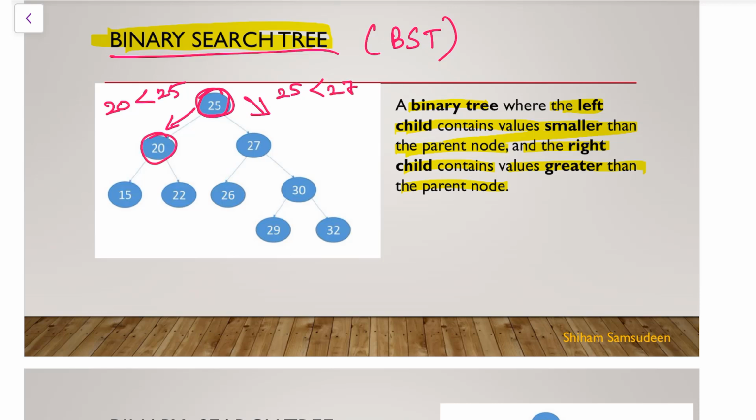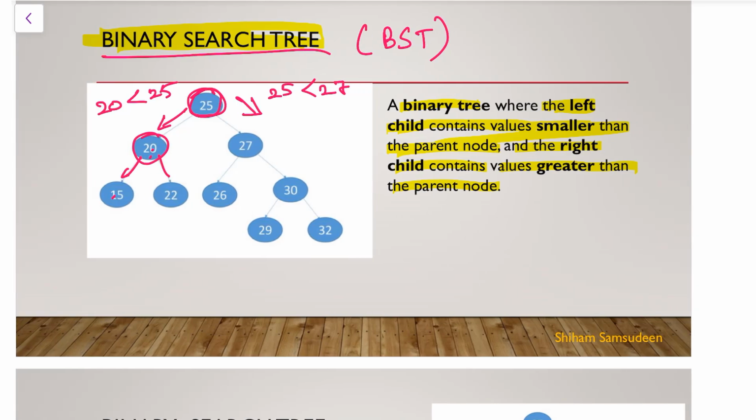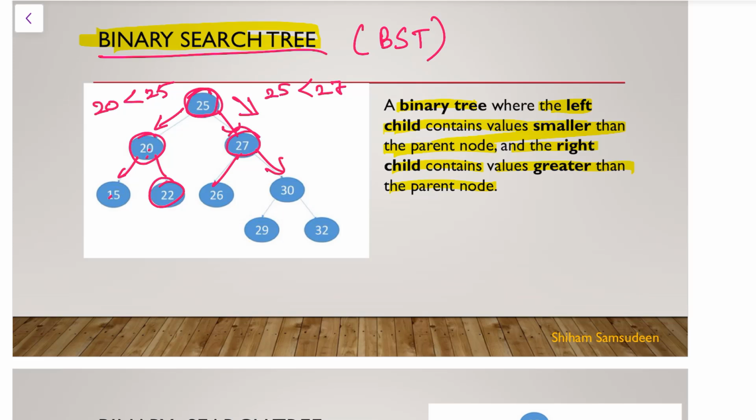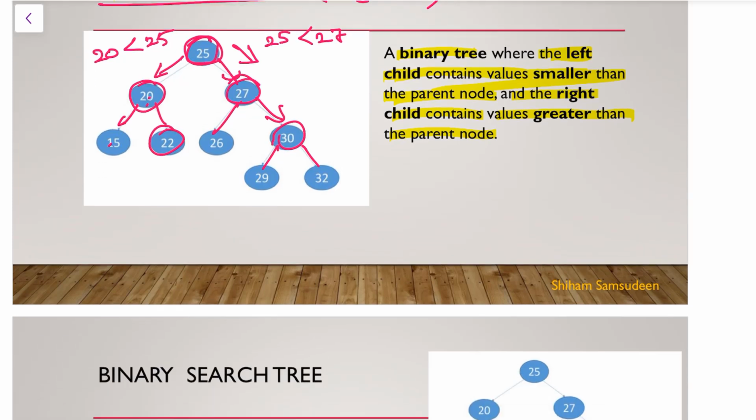So even if you take this 20 to the left, you see 15, right? That is less than 20, and what you see to the right is greater than 20, which is 22, right? So this property holds for each node. Here 27, left is less than 27, which is 26, right is greater than 27, which is 30. As you can see, it holds those properties, right?